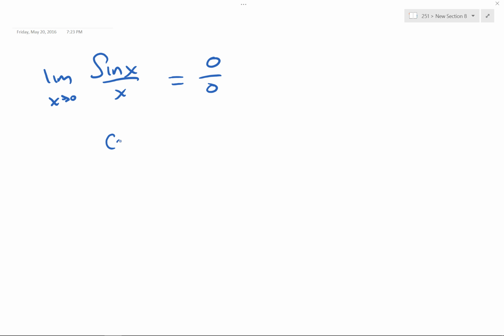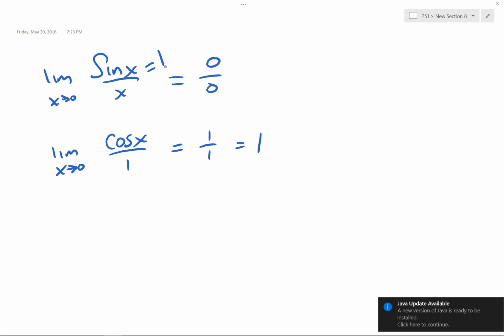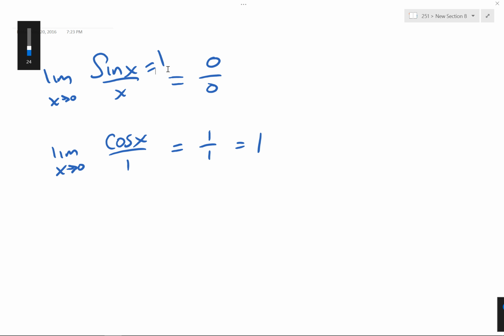So L'Hôpital comes along and says, we'll take the derivatives individually. Now take the limit as x approaches 0. Well, the cosine of 0 over 1 is 1. Therefore, the limit of the sine of x over x as x approaches 0 is also 1. Okay?